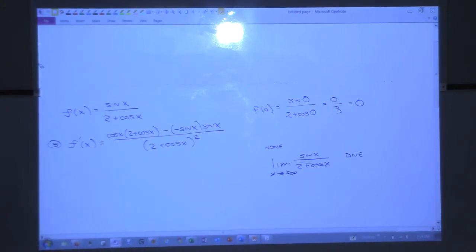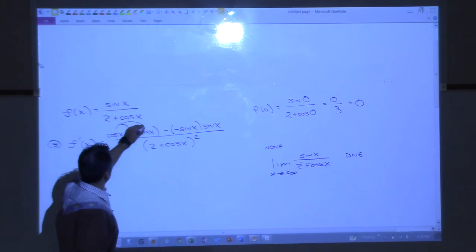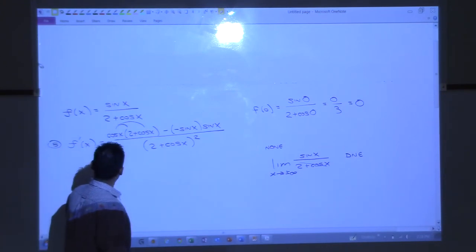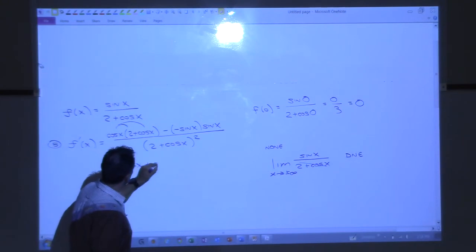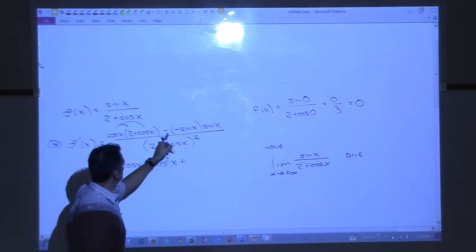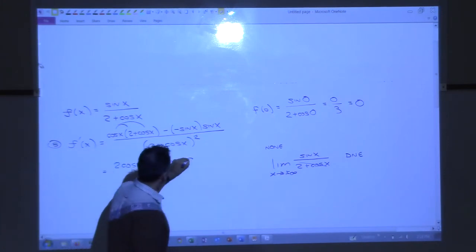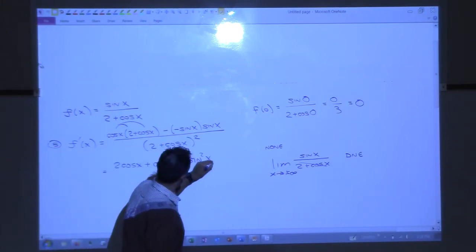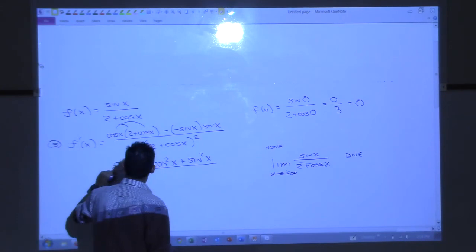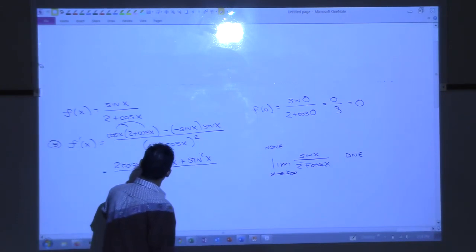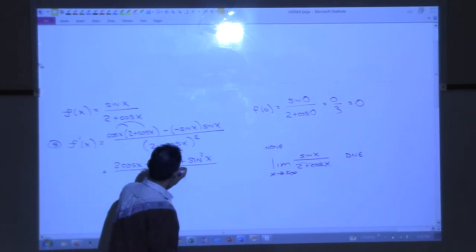Let's go ahead and clean up that numerator. Distribute. So we should get 2 cosines of x plus cosine squared x plus sine squared x, all over (2 plus cosine x) quantity squared.